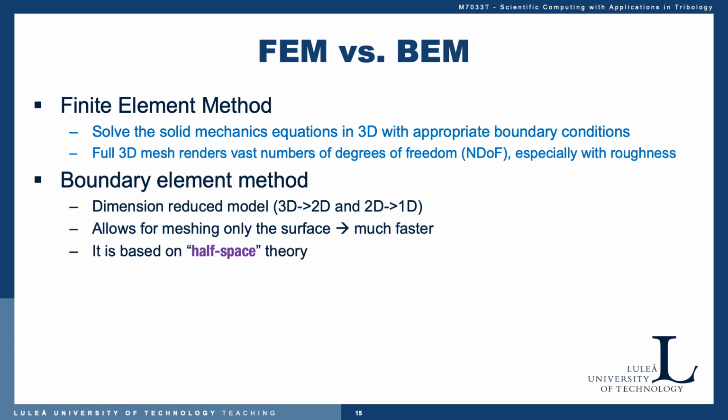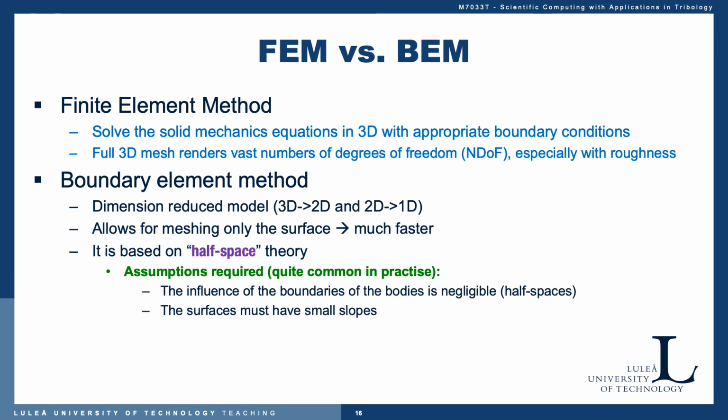The other main branch of methods are the boundary element based methods, and these are dimension reduced models. So the full 3D model goes to 2D, 2D goes to 1D, which of course makes it a lot less computationally heavy, and therefore they may be practical to use when you have, for example, surface roughness to consider.